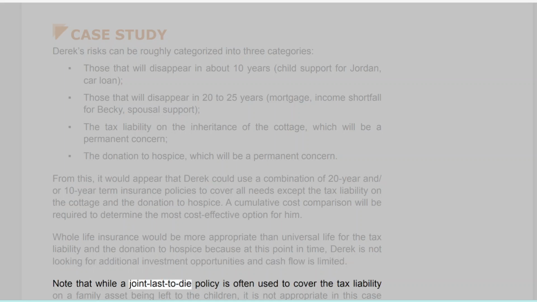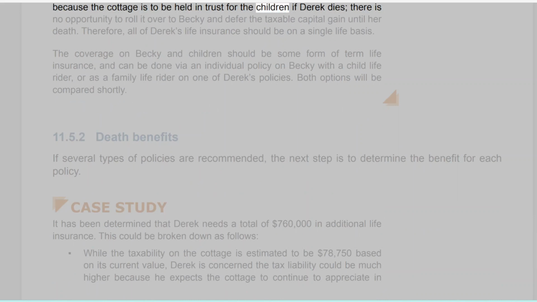Note that while a joint last-to-die policy is often used to cover the tax liability on a family asset being left to the children, it is not appropriate in this case because the cottage is to be held in trust for the children. If Derek dies, there is no opportunity to roll it over to Becky and defer the taxable capital gain until her death. Therefore, all of Derek's life insurance should be on a single life basis.